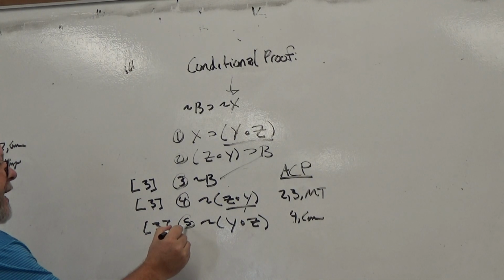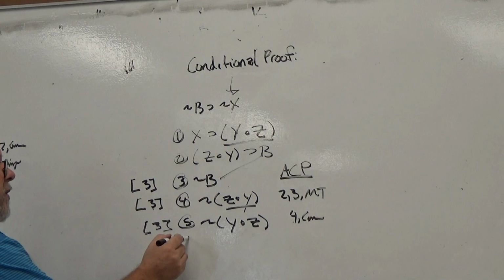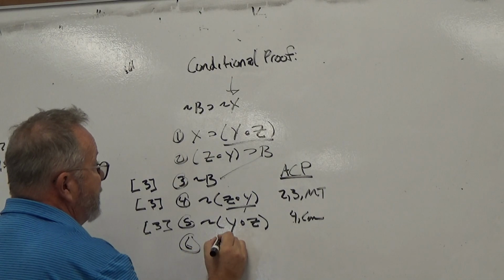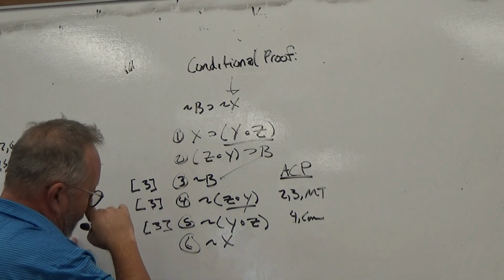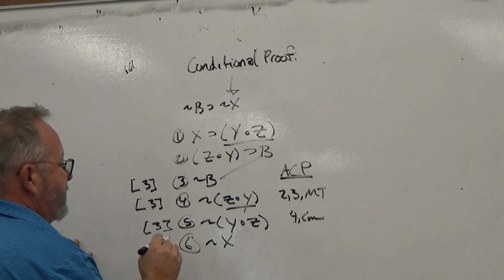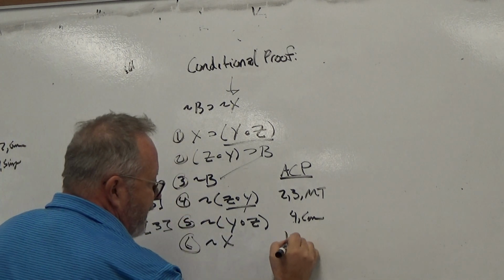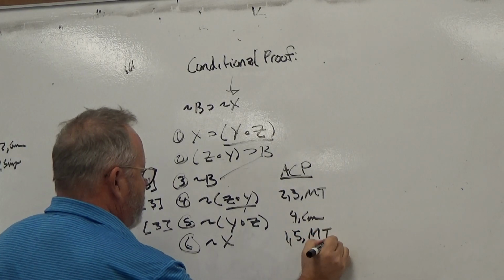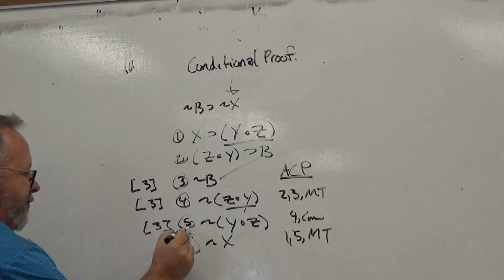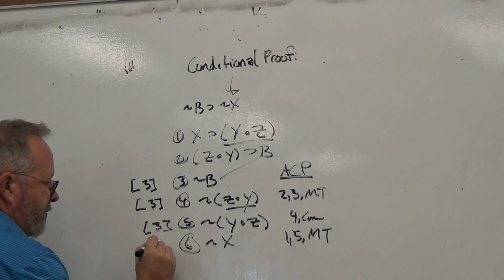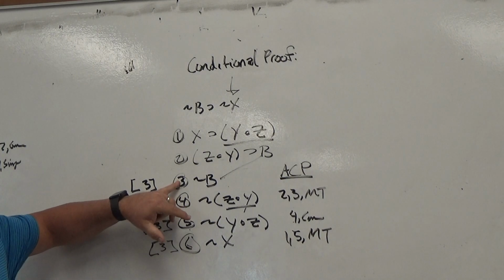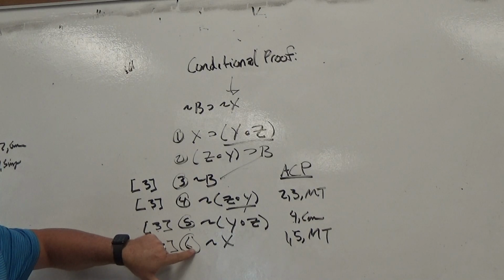But now look at 5 and 1, I can do a modus tollens, and what do I get? 6, I get not X, right? And so that's from 1 and 5 by modus tollens, okay? I used 5, which rests on 3, so 6 rests on 3 as well, okay? But now look what I've shown. I've shown that if you assume not B, you can get to not X.